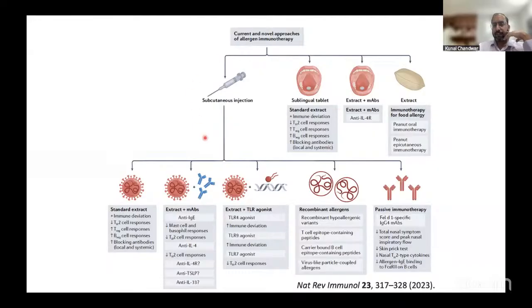So this is what we did try to talk about. We have subcutaneous injections that could be standard extracts that we use very commonly, extracts along with monoclonal antibodies, extracts along with TLR agonist. You have recombinant allergens with allergoids, and you have passive immunotherapy that we have used in case of cat and birch pollen. And you could have extract immunotherapy for food allergies or sublingual immunotherapy that are already there.